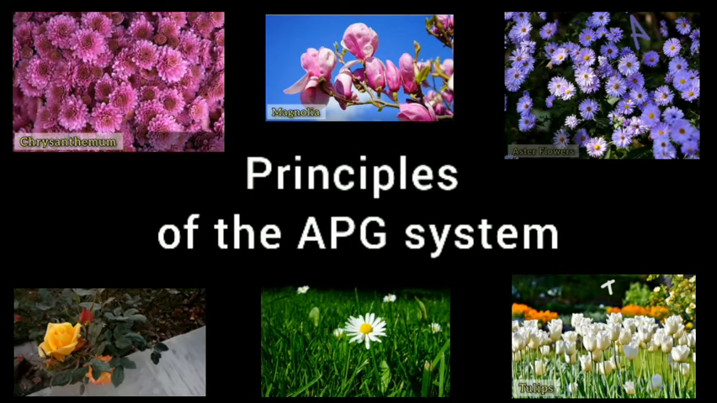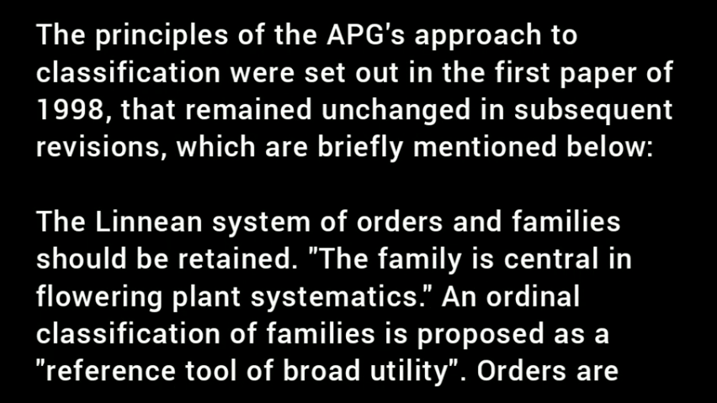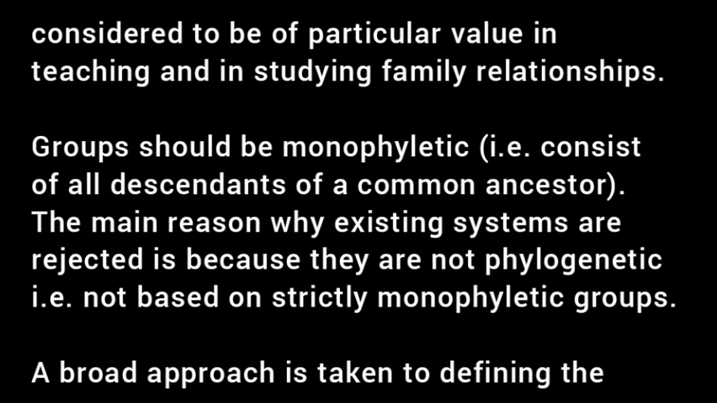Principles of the APG system. The principles of the APG's approach to classification were set out in the first paper of 1998, and remained unchanged in subsequent revisions, which are briefly mentioned below. The Linnean system of orders and families should be retained. The family is central in flowering plant systematics. An ordinal classification of families is proposed as a reference tool of broad utility. Orders are considered to be of particular value in teaching and in studying family relationships.